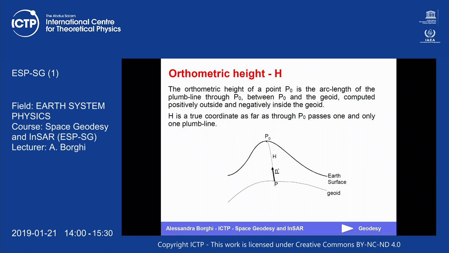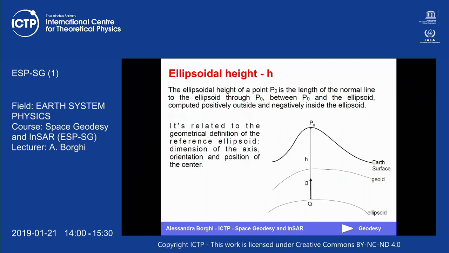H is a true coordinate. It means that it's not an ambiguous definition, because the line of force, the plumb line of the gravity field, is just one for one point. Given a point, we have just one plumb line or vertical line. So we cannot have different definitions of orthometric height in this sense.